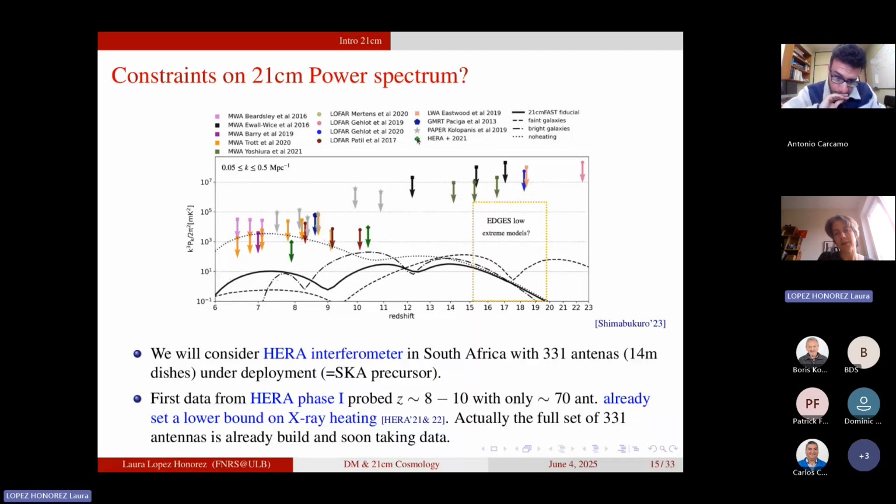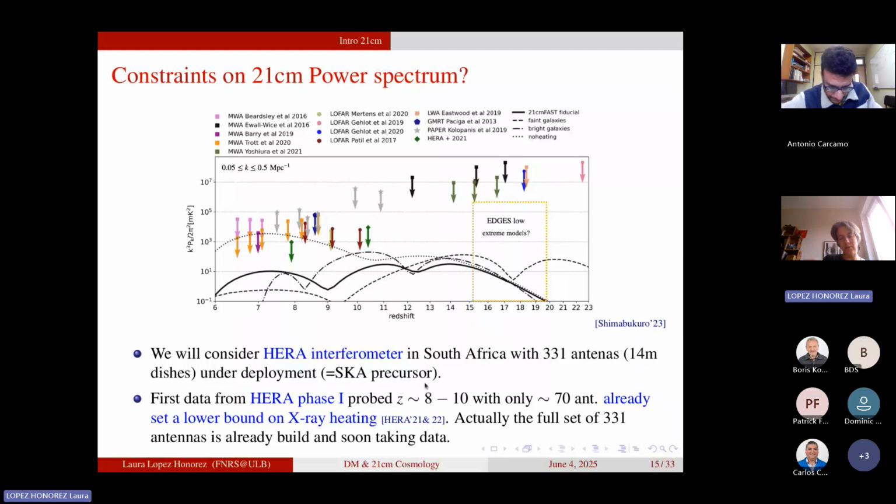In particular, I was mentioning before that we have this HERA telescope, which is fully built currently, but we don't have data from the fully built experiment. It's rather recent. In 2022, they provided an analysis where they used 70 antennas out of the 331 that are now fully set up. And they used 94 nights of observation, and with this, they could put the strongest upper bound at the corresponding redshifts, say 8 and, I don't know, 10.5 or something. They could essentially put a new upper bound on the power spectrum.